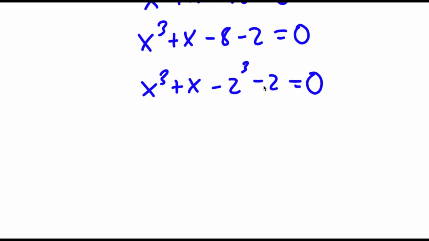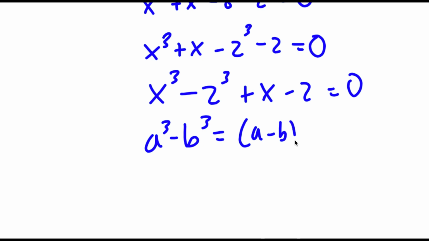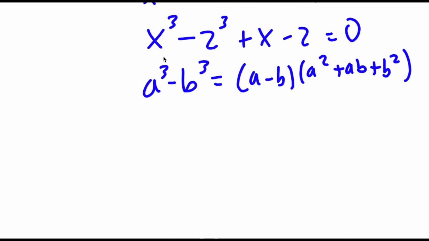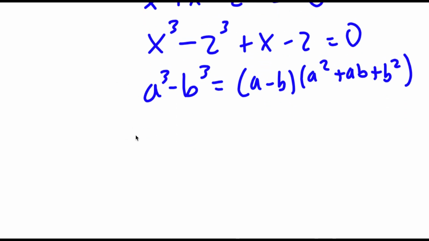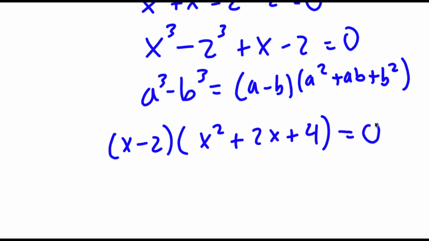So now I'm going to change the order real quick. I'm going to rewrite this as x to the power of 3 minus 2 to the power of 3 plus x minus 2 is equal to 0. And if I have something in the form a to the power of 3 minus b to the power of 3, this is equal to a minus b times a squared plus ab plus b squared. So in this case, this is going to change to x minus 2 times x squared plus 2x plus 2 squared, which is 4. This is equal to 0.